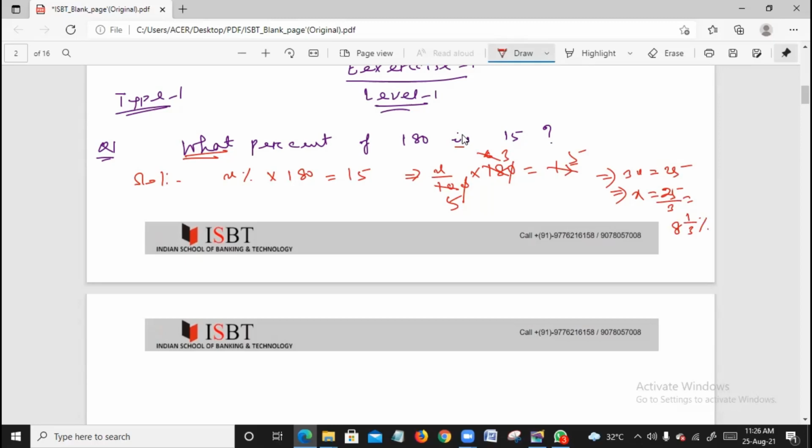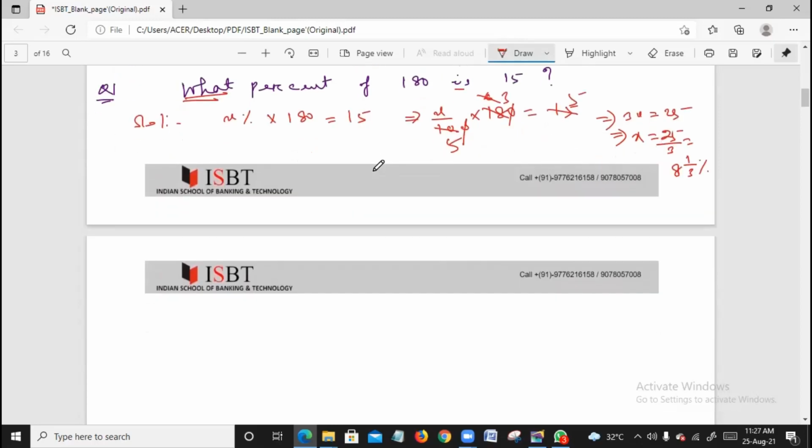8 whole 1 by 3%. Okay, it is very easy, everybody can solve. But I am telling you now what the shortcut method is. Without x, how can we solve? Okay, look here.